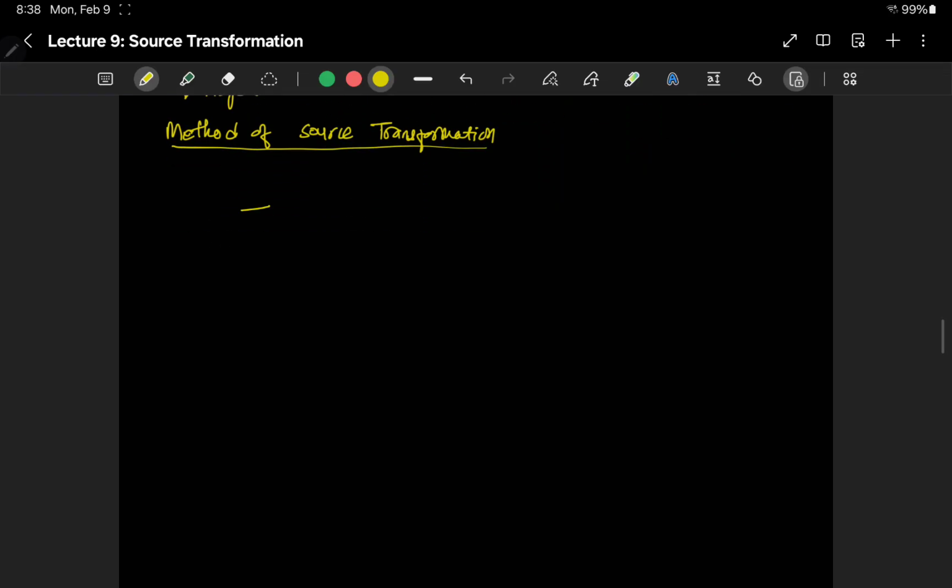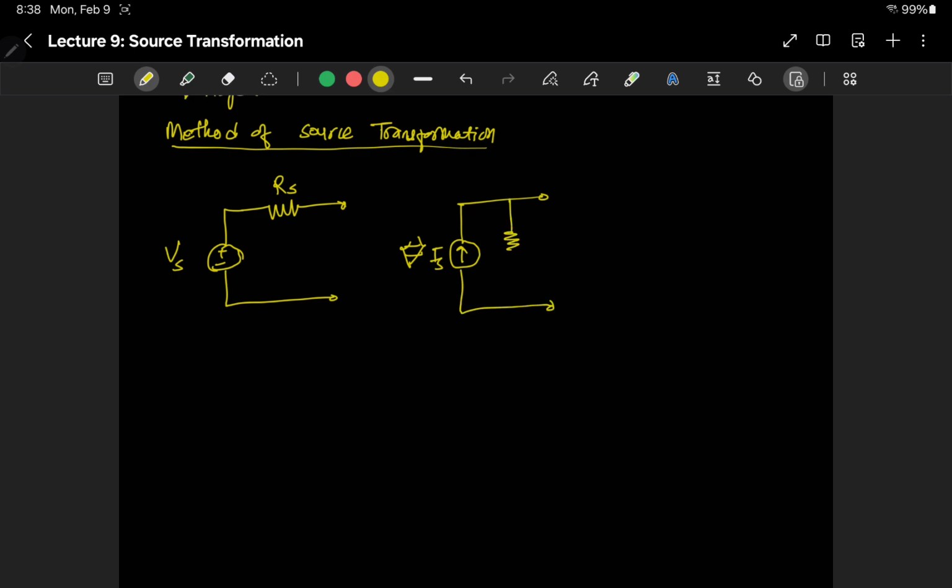So if we have a practical voltage source, given by voltage Vs and Rs, then it is equivalent to a practical current source with current Is and a resistor Rs in parallel. In both cases the Rs are the same if Vs is equal to Is times Rs.